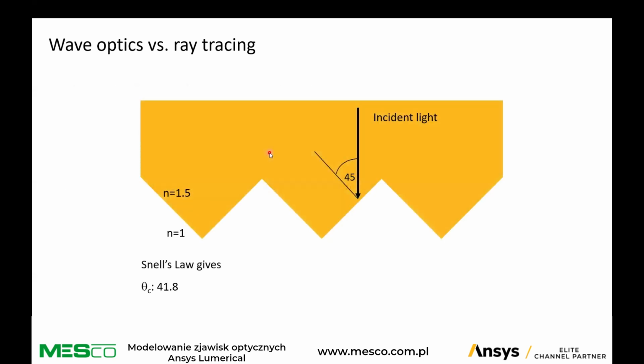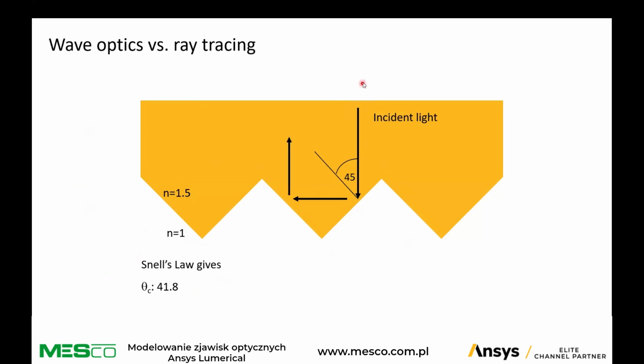Just to illustrate this, we can have a look at this very simple simulation. It's a grating, like a sawtooth kind of grating with an angle of 45 degrees. And we can simply apply Snell's law. With this refractive index, we have a 45-degree angle of incidence. We know that the critical angle is 41.8 degrees.